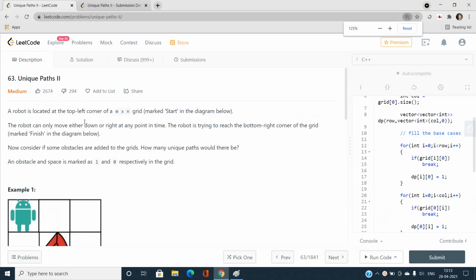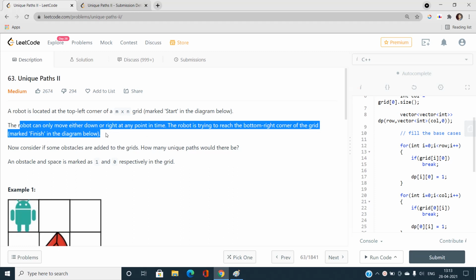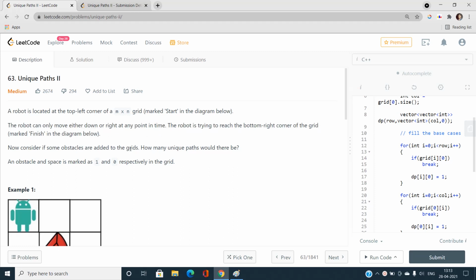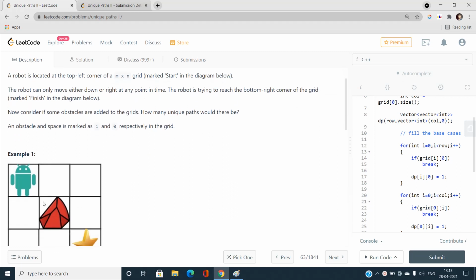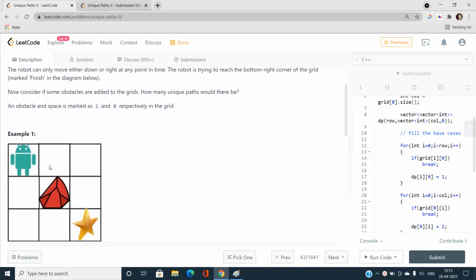So let's talk about the problem. I'm going to discuss the problem statement now. A robot is given which is at the top left corner of an M into N grid, marked start in the diagram below. The robot can only move either down or to the right at any point of time. That is, if some coordinates of a cell are given to us, that denotes the position of the robot. At any time the robot can either move to the right cell or to the cell present just beneath it, that is the down cell.